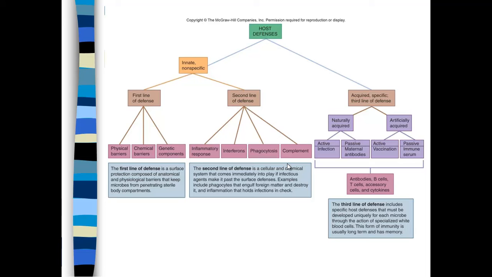And then finally, we'll discuss the third line of defense in chapter 15, where these are naturally acquired or can be artificially acquired. And these are B cells and T cells, also accessory cells and cytokines that will first identify an infection, a type of infection, and then mount a response that's specific to that particular pathogen.